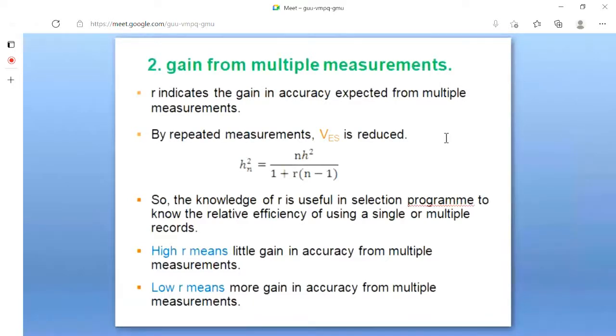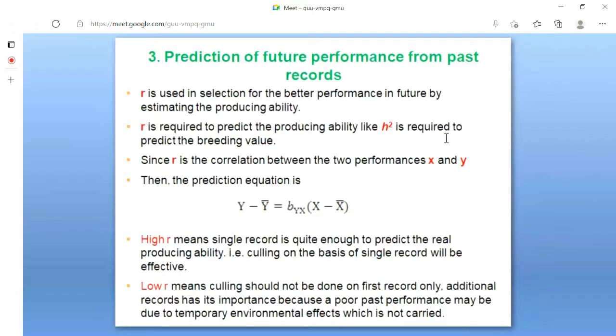The knowledge of repeatability is useful in selection programs to know the relative efficiency of using a single or multiple records. So if the R is high, there is no need to take multiple measurements. And if it is low, then more gain in accuracy will be there from multiple measurements. The value of the repeatability will tell you whether we should take more measurements or not. That is one important importance of repeatability.